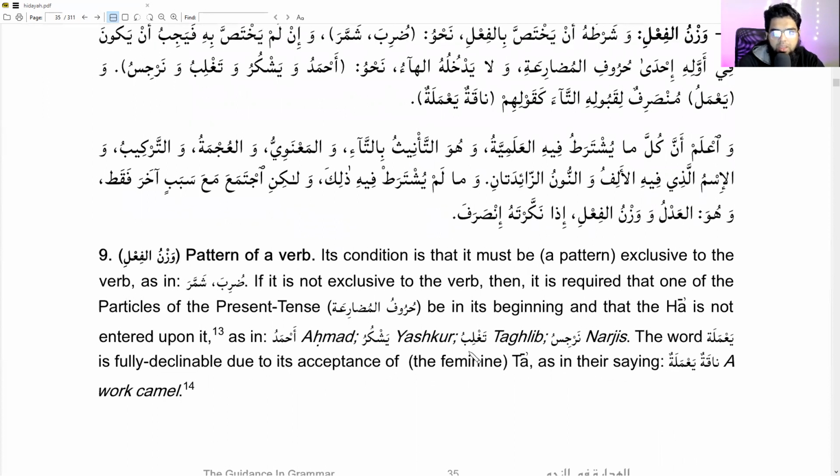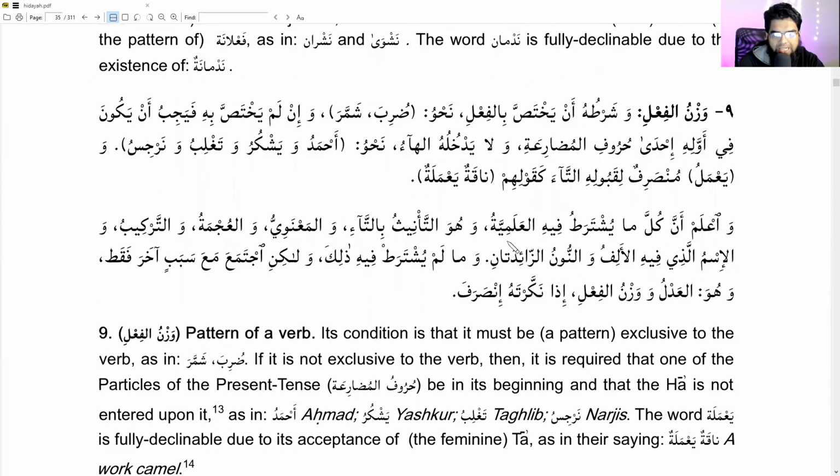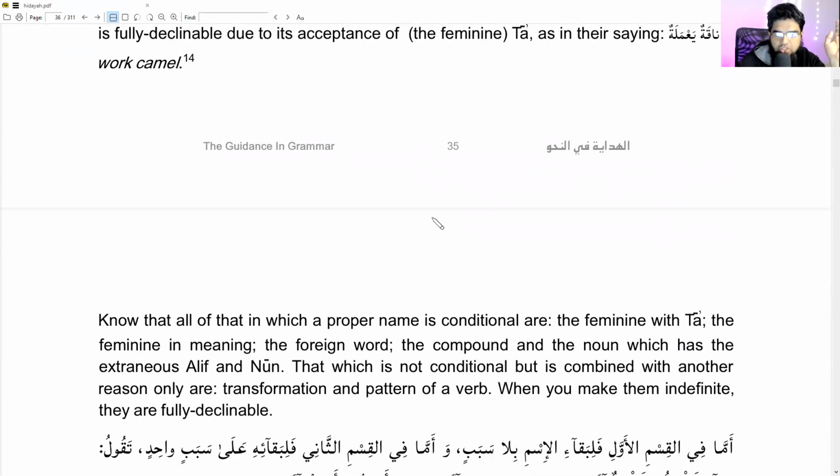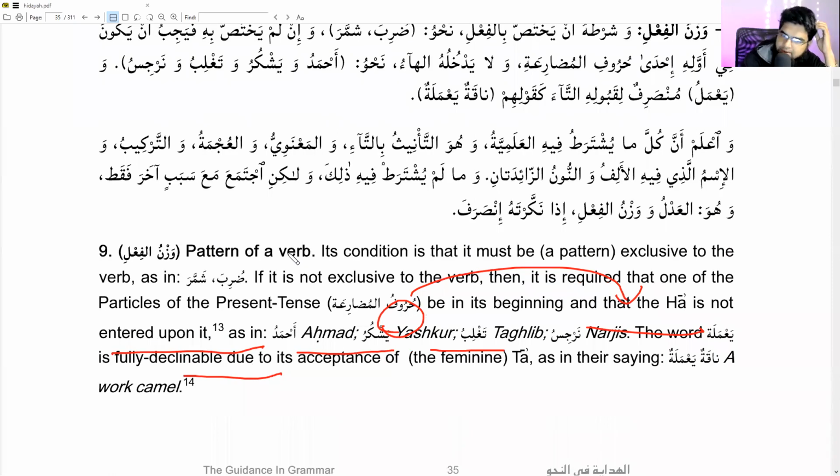All right. واعلم أن كل ما يشترط فيه العلمية وهو التأنيث بالتاء والمعنوية والعجمة أو التركيب والاسم الذي فيه ألف ونون زائدتان. So it's explained, know that all that in which a proper name is conditional are these. So a proper name should match with what? The feminine with ta. So it should be name plus this thing. Name plus feminine in meaning. Name plus foreign word. Name plus compound. Name plus noun which has extraneous alif and noon. So most of the diptotes should be names.